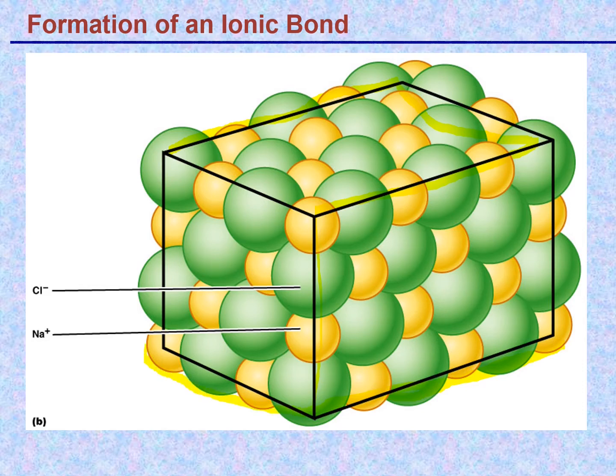But if we're talking about two other completely different elements that can form ionic bonding, they'll interact in a different way, and you'll get a different shape.